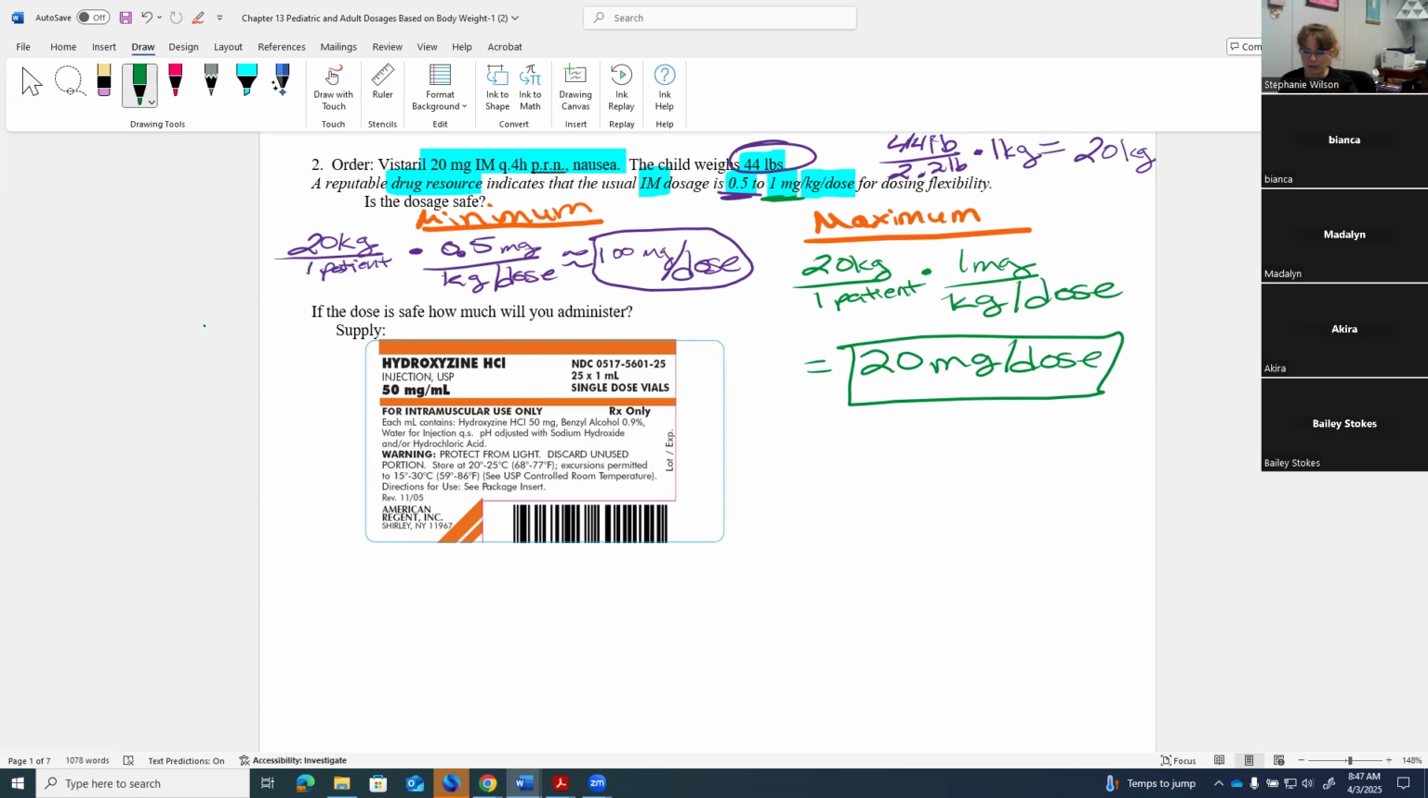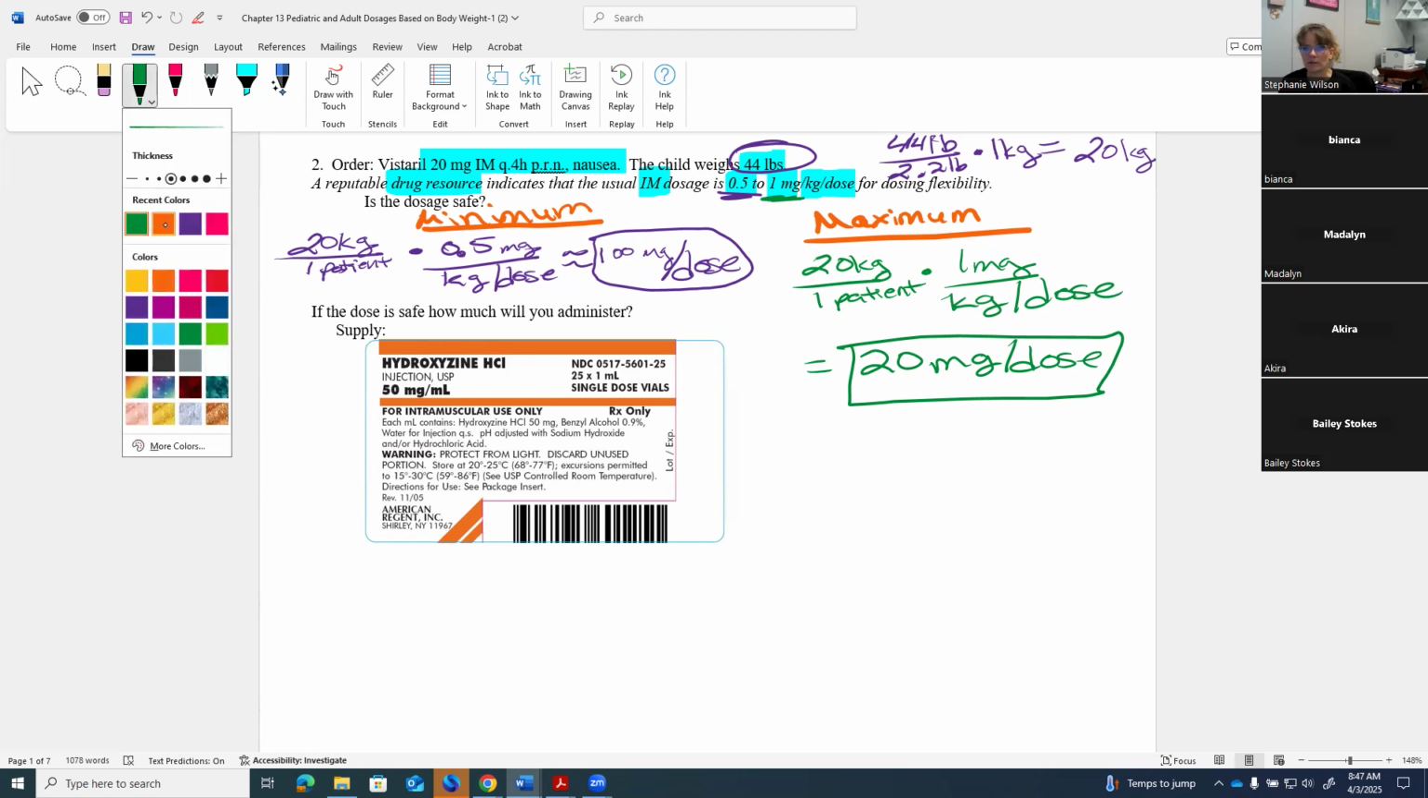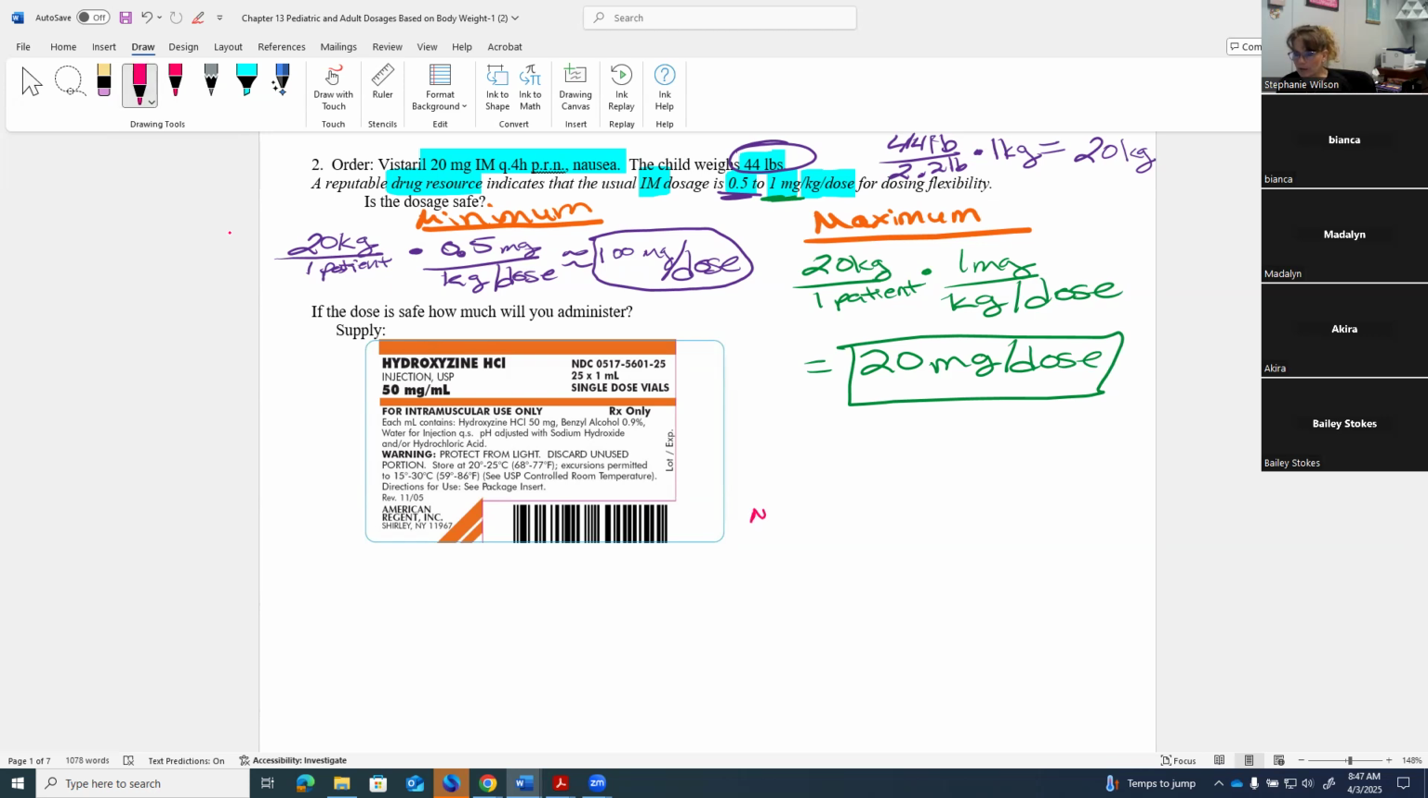Well, last time we just had a maximum. We didn't have a minimum and a max, but this time we do. We have both. So what we would have to do is, I'm going to set it up right quick. We have our recommended minimum is less than or equal to our order, less than or equal to our recommended max. Now, if our order falls between the recommended minimum and the recommended max, it's safe. If our order equals the minimum or the maximum of the recommendation, that's safe.